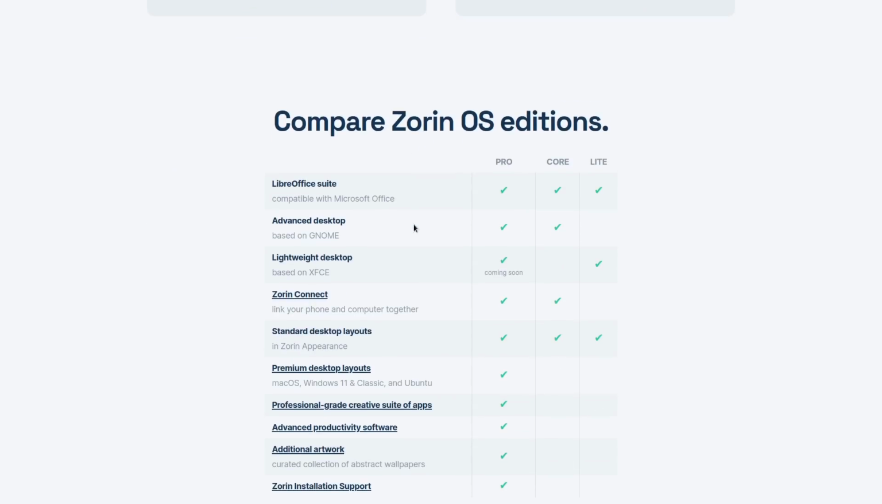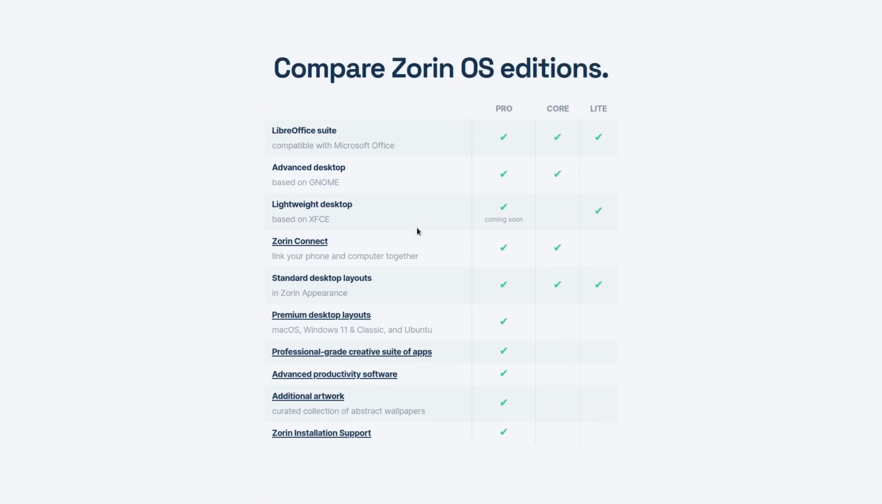Now, if we compare the versions, we can see that with the Pro, we get the so-called premium desktop layouts that look like macOS, Windows 11, and Classic. I wonder which version of Windows they're referring to as Classic, because if it's Windows 10, that makes me feel really old. I think I was a senior in high school when Windows 10 came out. And then you can also make it look like Ubuntu.